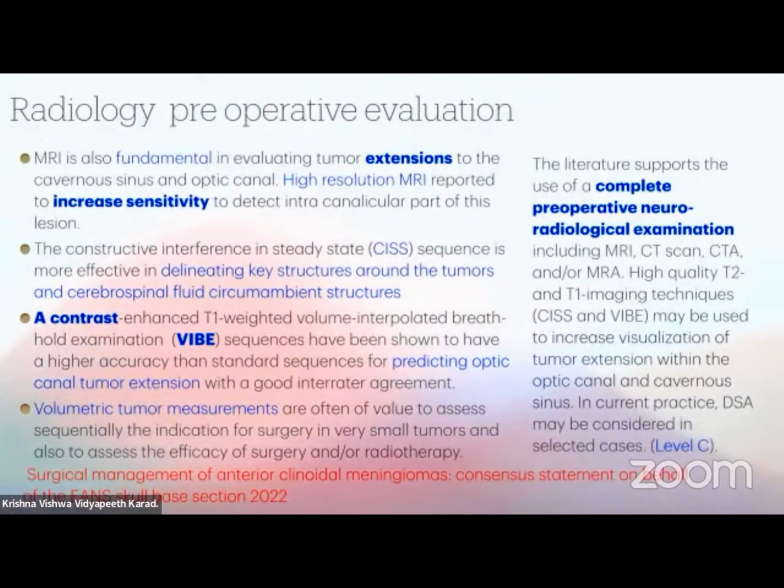Two sequences of MRI to be considered and helpful in your preoperative evaluation are CISS and VIBE. Both are T2 gradient echo sequences, which give more information about CSF around the tumor and tumor extension. To be noted here, using high resolution MRI is recommended to increase the sensitivity to detect optic canal invasion. DSA may be helpful also in some selected cases.